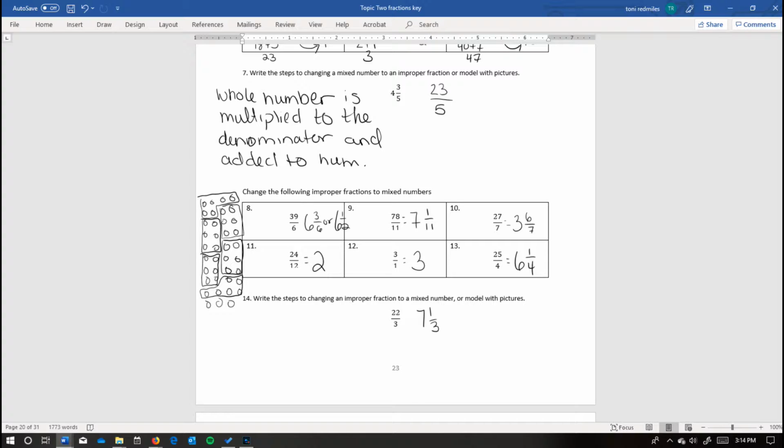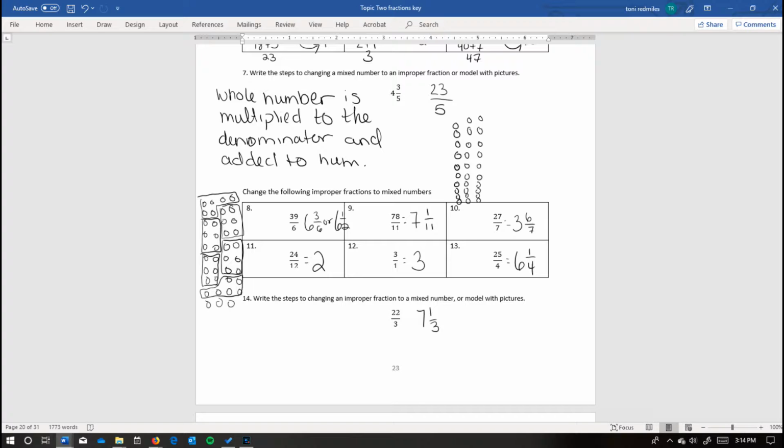All right, let's model this next one. 1, 2, 3, 4, 5, 6, 7, 8, 9, 10, and so on. This is the one I'm worried about.